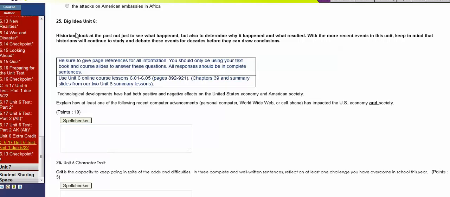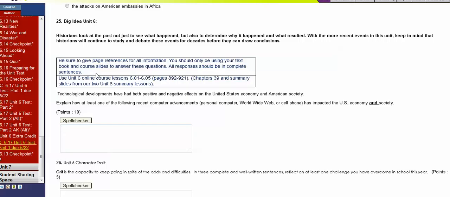So our first question is here, and we list the big idea for Unit 6 first. It says, historians look at the past not just to see what happened, but also to determine why it happened and what resulted. With the more recent events in this unit, Unit 6, keep in mind that historians will continue to study and debate these events for decades before they can draw conclusions.